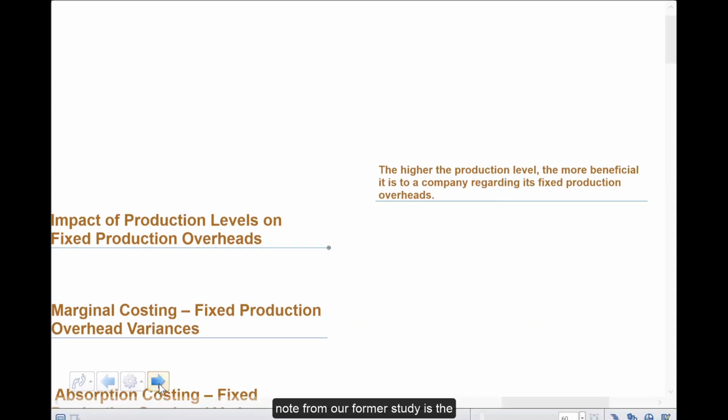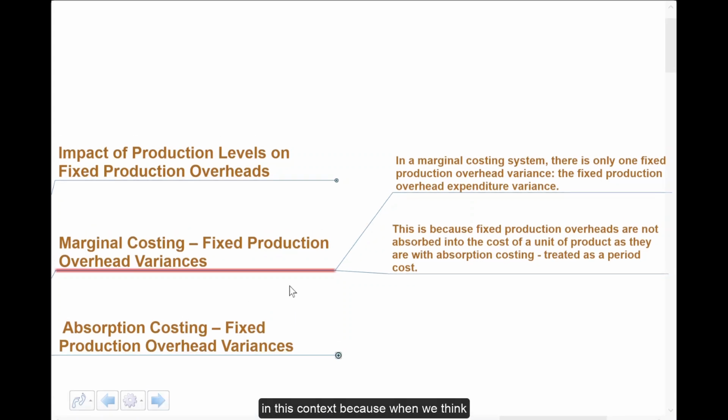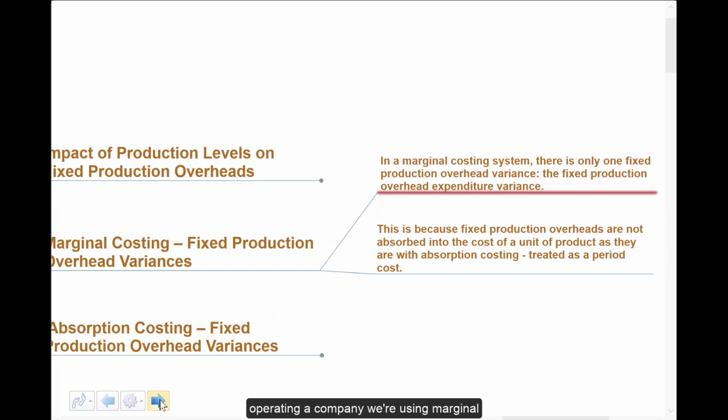Now, we also note from our former studies the difference between marginal and indeed absorption costing. And this is important in this context because when we think about marginal costing, let's remember basically revenues less variable costs. In that type of system, let's say we're operating a company using marginal costing, note that there is only one fixed production overhead variance, i.e. the expenditure variance.